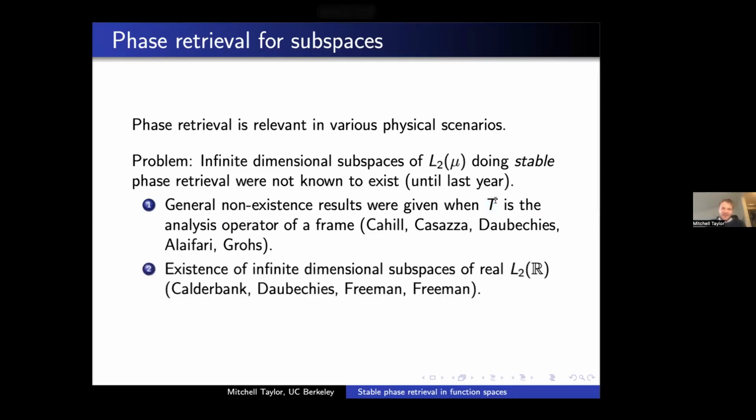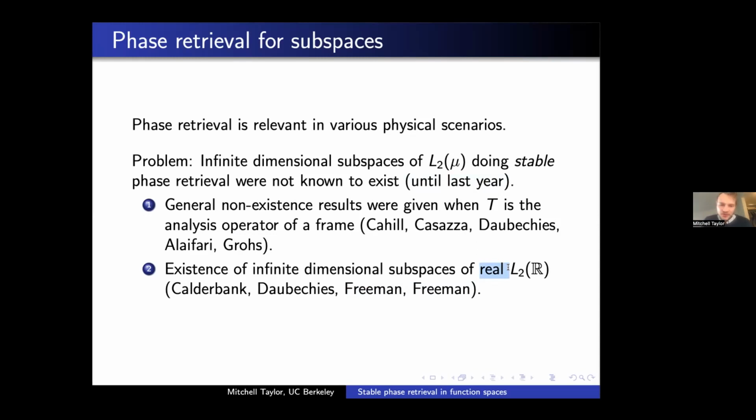Until last year, this remained the case because of a very interesting work of Calderbank, Daubechies, and the two Freemans. I always joke this is not a typo; this is both Dan and Nikki. So they were able to construct the first infinite dimensional subspaces of L2, but I'll critically note here, over the real field. Their examples work when you consider real valued L2, but they won't work when you consider complex valued L2.